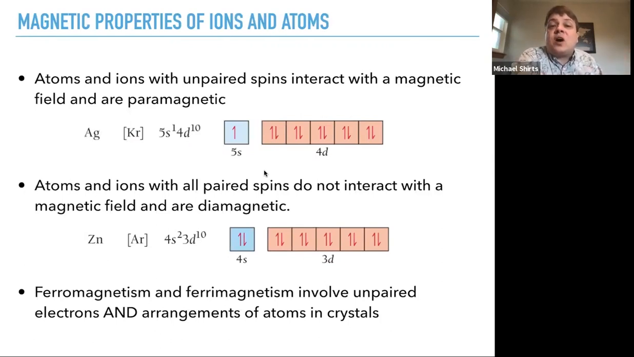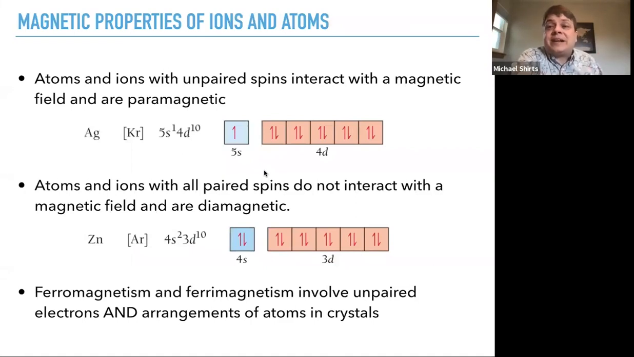However, atoms and ions with all paired spins do not interact with the magnetic field and are diamagnetic. Diamagnetic means that it does not interact. It's actually slightly repelled by a magnetic field. Here, we have all filled shells. All of the electrons are spin paired, and therefore it is diamagnetic.